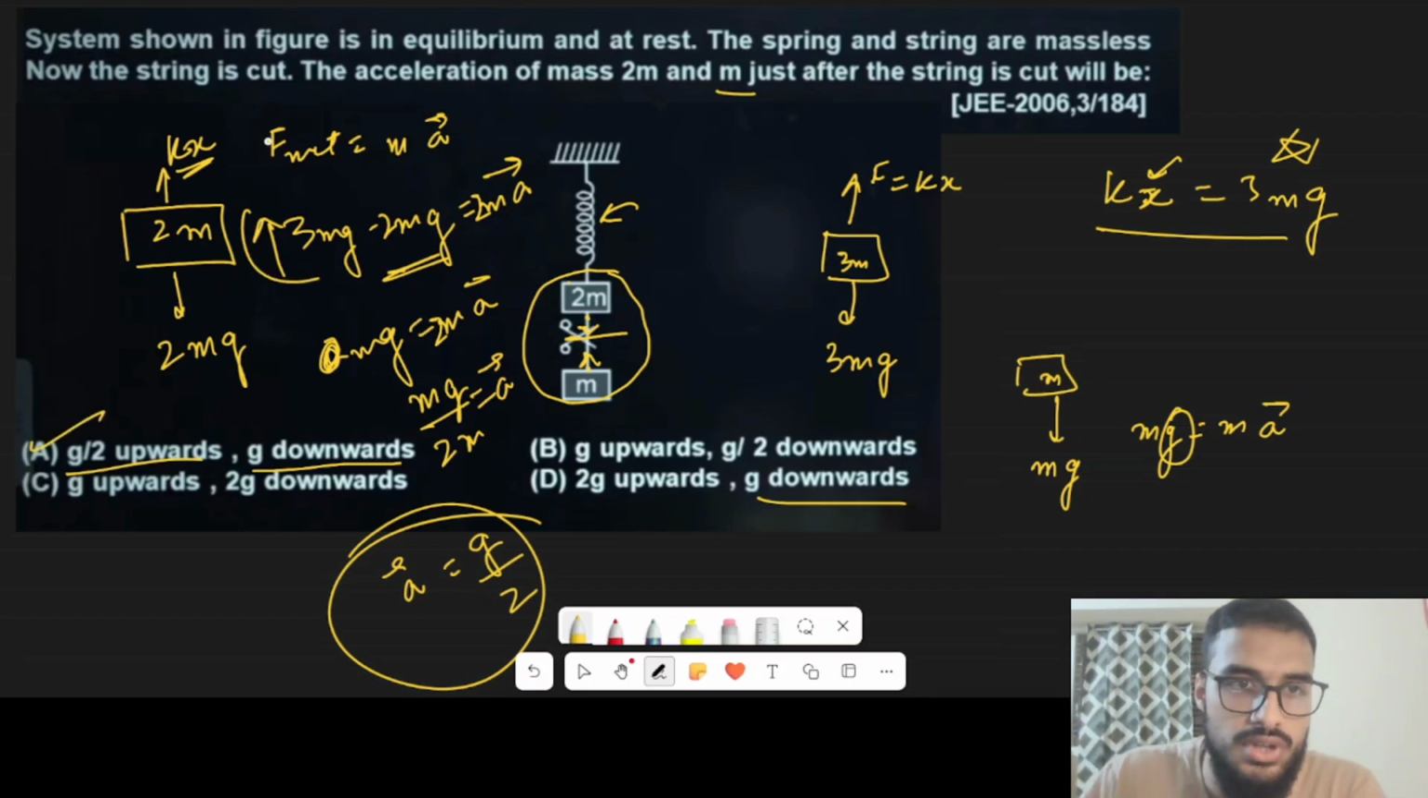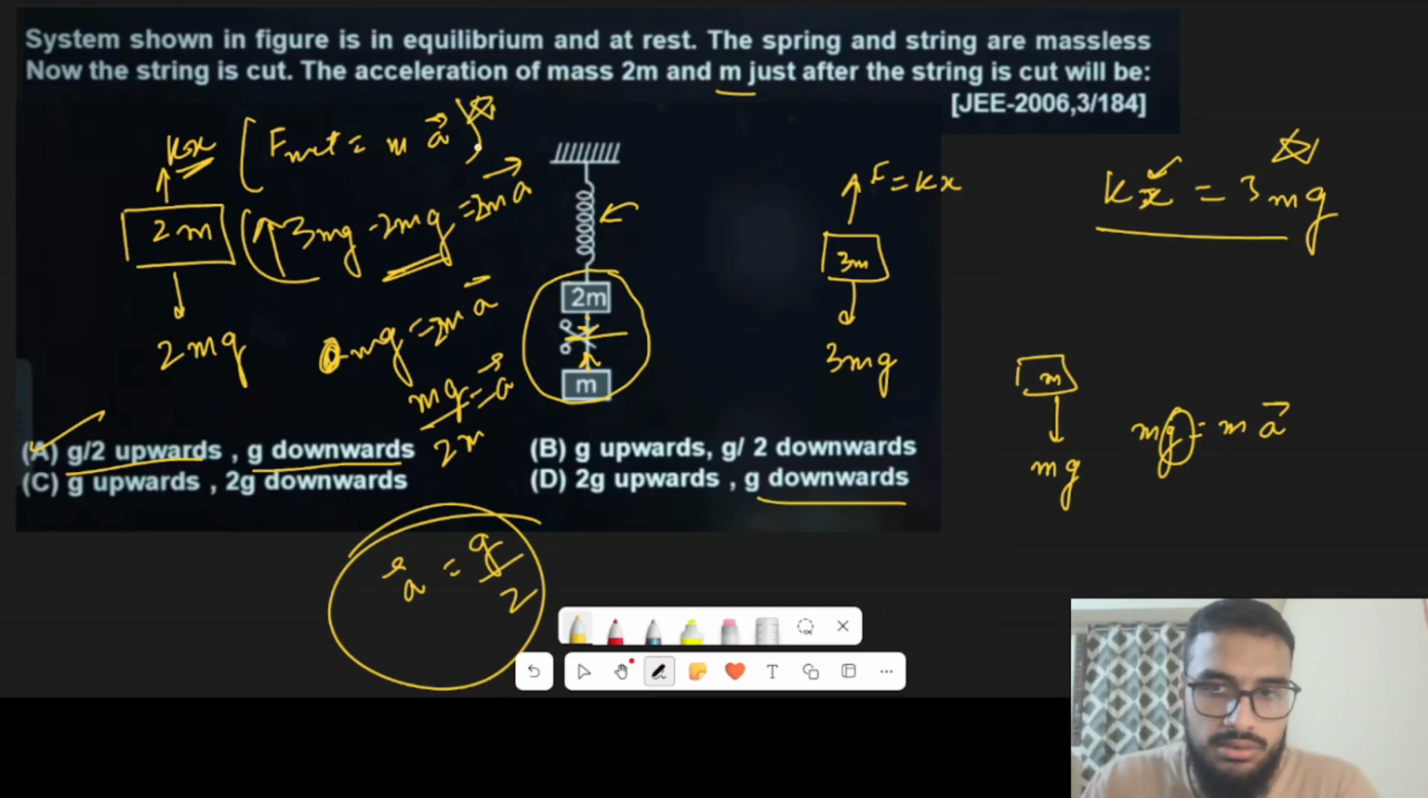And this approach of writing net force equivalent to mass into acceleration, this is the concept that you have to practice a lot in different problems, and I'm sure this type of problem won't be repeated in IITJEE, but you can expect such problems in mains anytime.